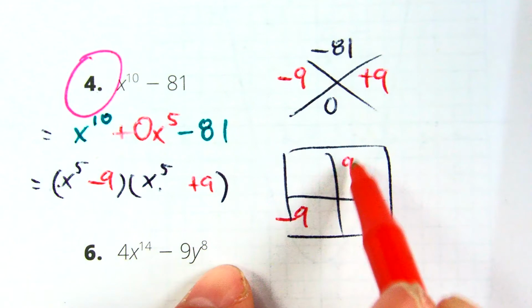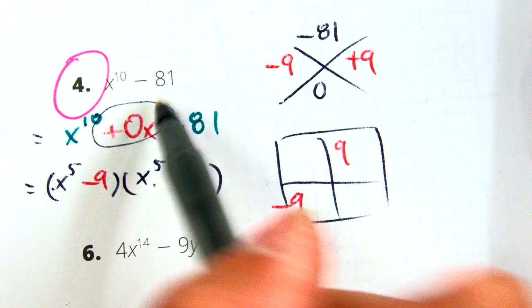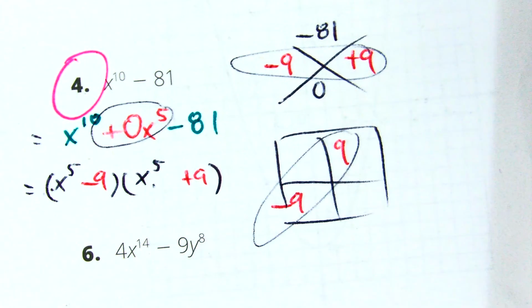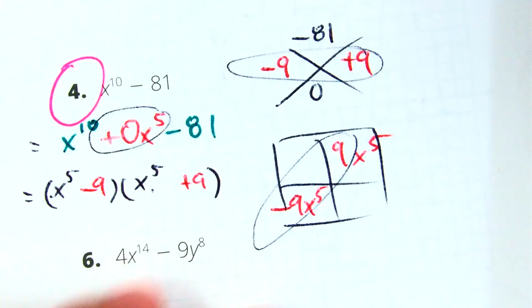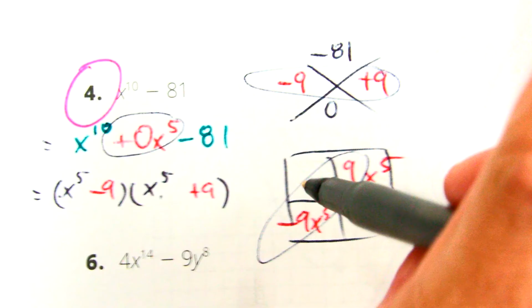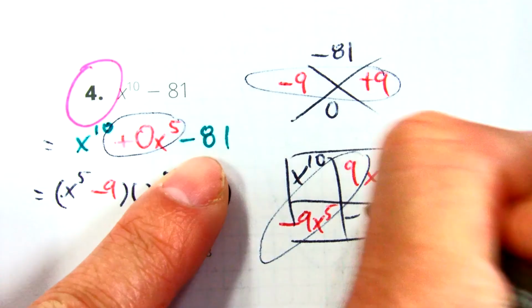And remember what that is doing, it's splitting that middle term here. So those are going to be X to the 5ths. And then I'm going to write the first term, X to the 10th, and then the negative 81.